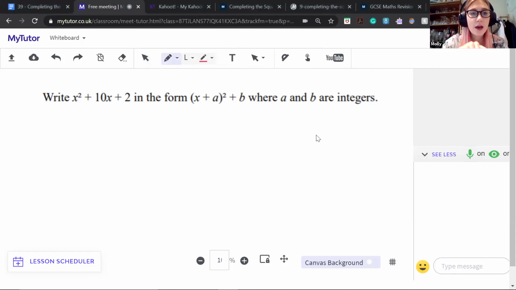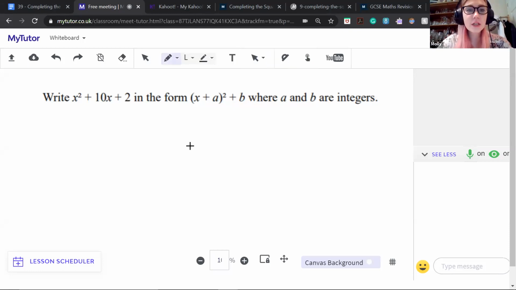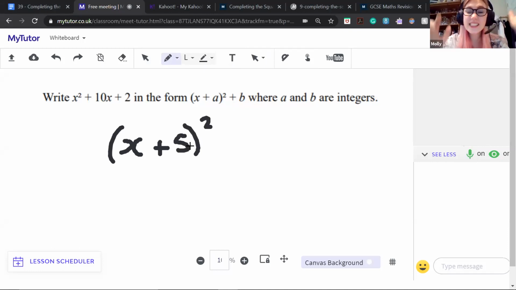So we're going to start off by thinking, okay, let's get our A first of all. This B can be sorted at the end. Let's work out what we need A to be to get 10x. And loads of people were saying it, you've got to half it. So it's going to be a 5x. So we do x plus 5 squared. That's definitely going to be the first part of this.